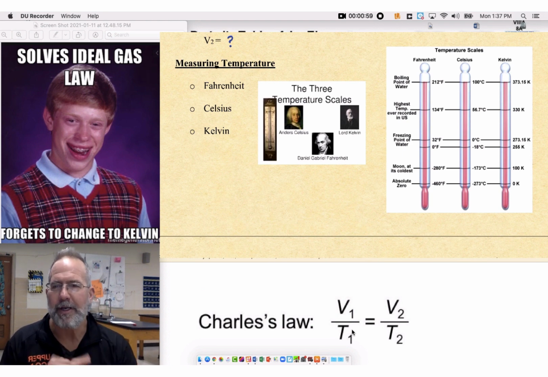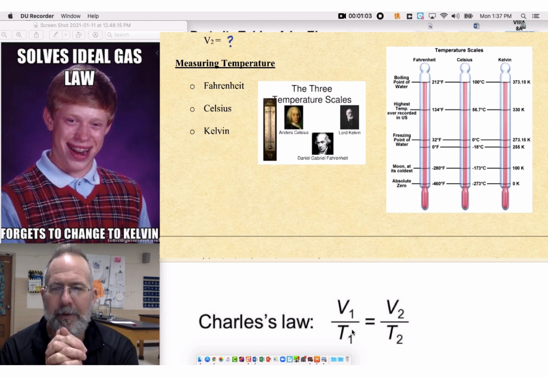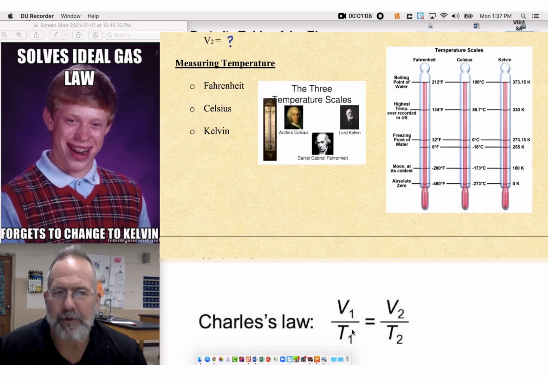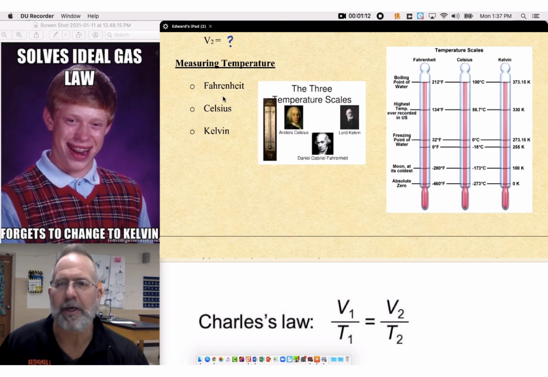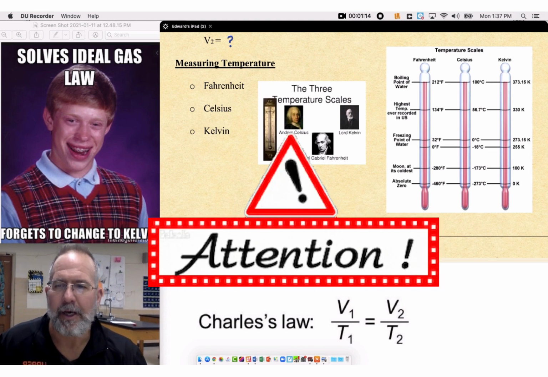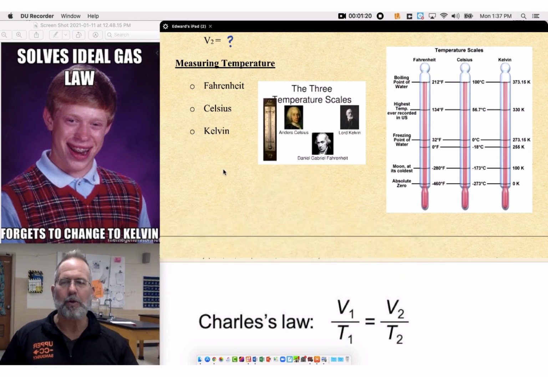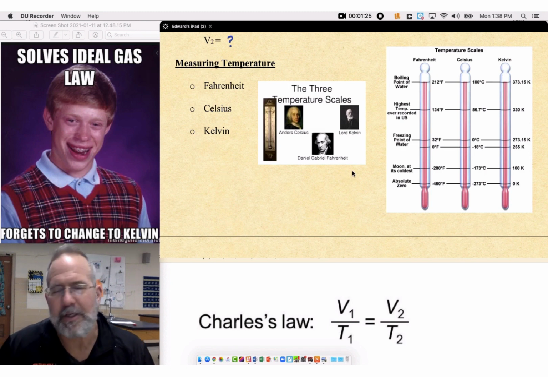All right. Now, we have to talk about temperature before we can do this. Actually, the temperature scales. Now, we're familiar with at least two of the three temperature scales, Fahrenheit and Celsius, but we also need to talk about Kelvins. So let's get down to this real quick. First of all, let's look at Celsius and Fahrenheit.